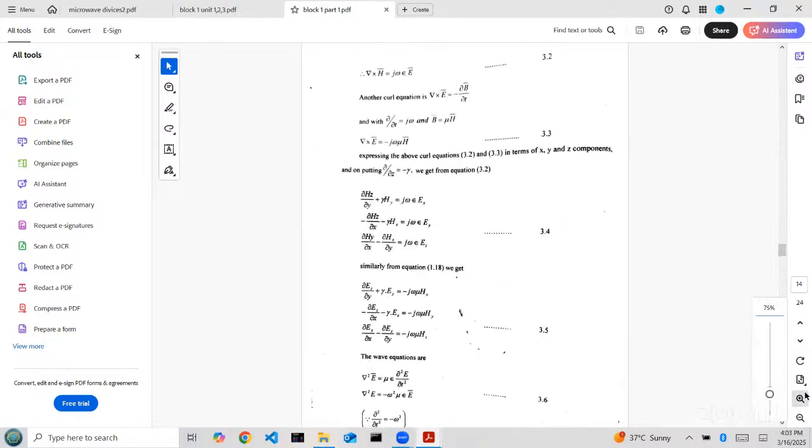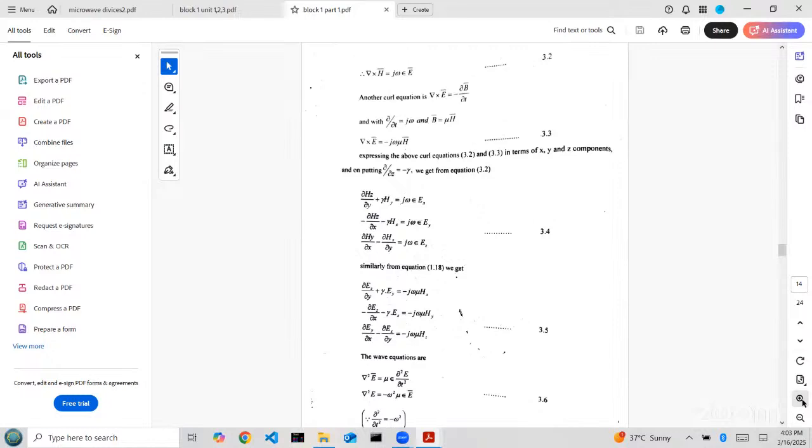Another is the third equation. We have two curl equations: one is del cross H, and another is del cross E, which equals minus j omega mu H, because here B is mu H. Also dou by dou t is j omega. So after substituting, del cross E is minus j omega mu H.